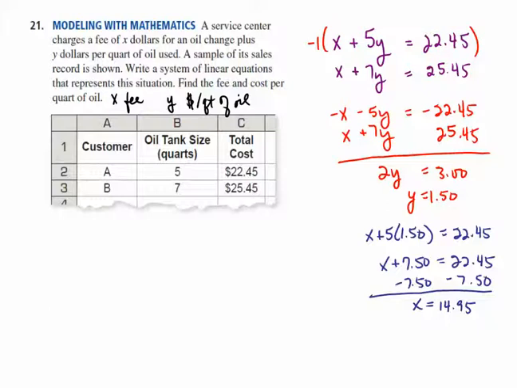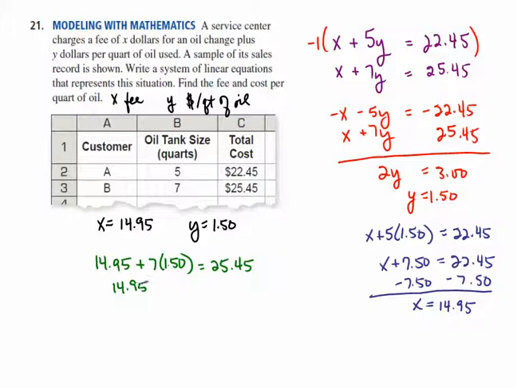Our solution appears to be X is equal to $14.95, that's the fee. Y is equal to $1.50, that's the cost per quart of oil. Plugging that into the second equation, $14.95 plus 7 times $1.50, and we want to see if that is equal to 25.45. 7 times $1.50 is $10.50, and that does equal 25.45, so that one checks. I'll go on to the next problem.